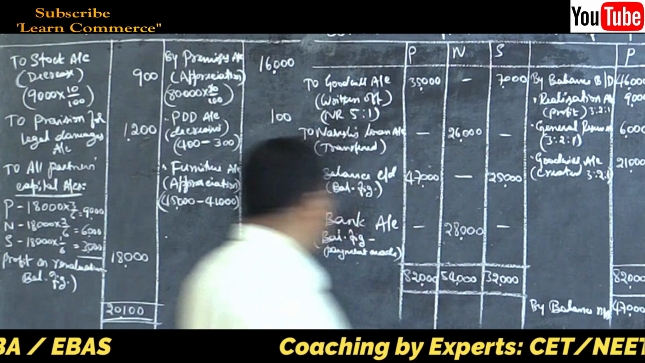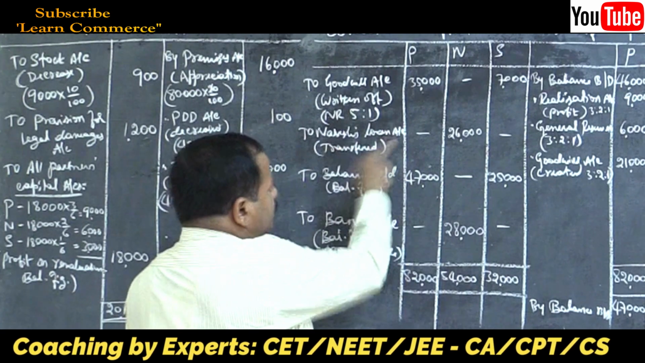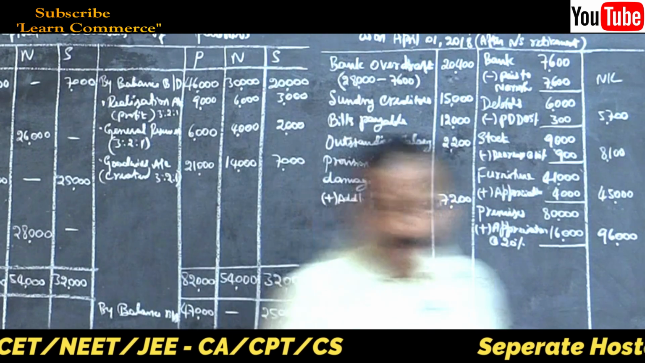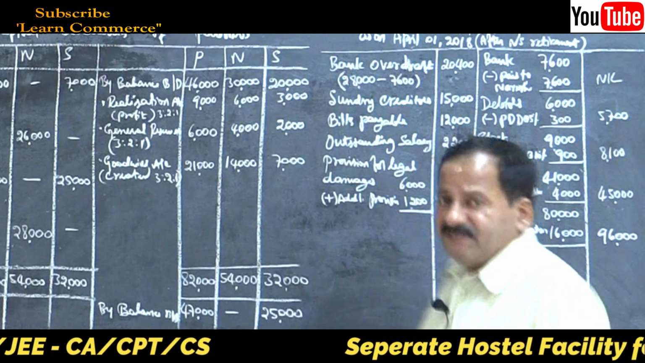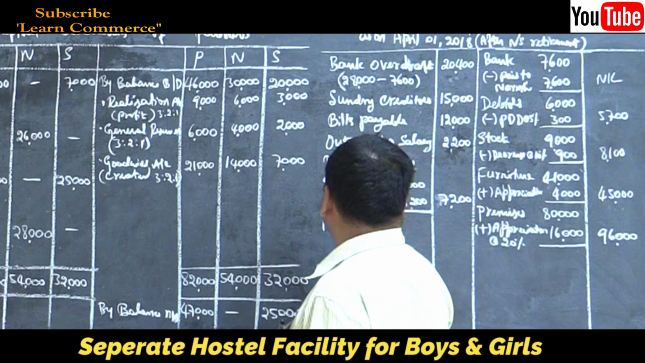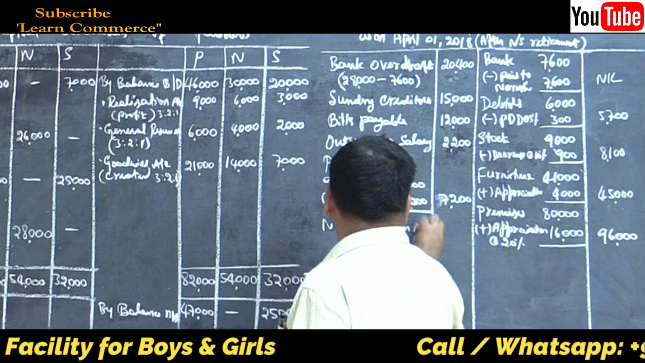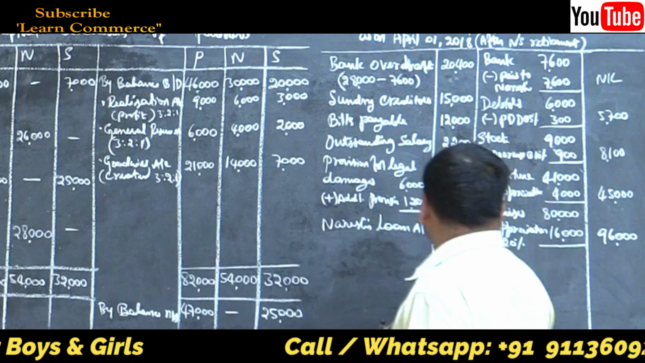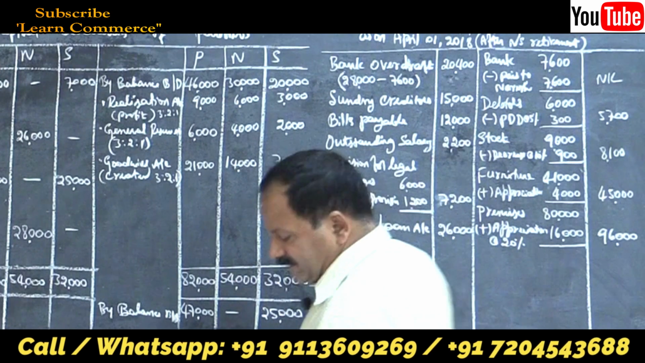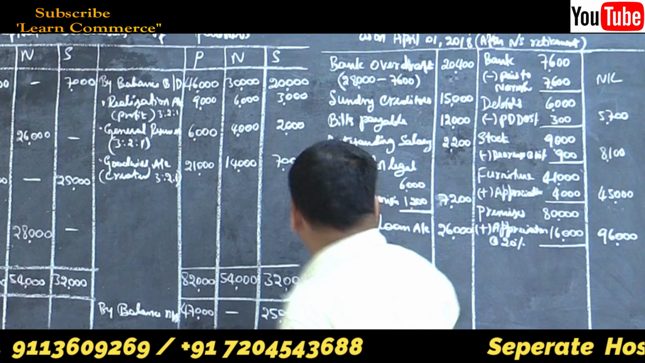Then refer your capital account. Naresh's loan account is there, 26,000. We didn't pay this amount to him. We simply transferred that amount to loan account. So Naresh's loan account is a liability. Naresh's loan account 26,000, and that's all. No other liabilities other than the capital.